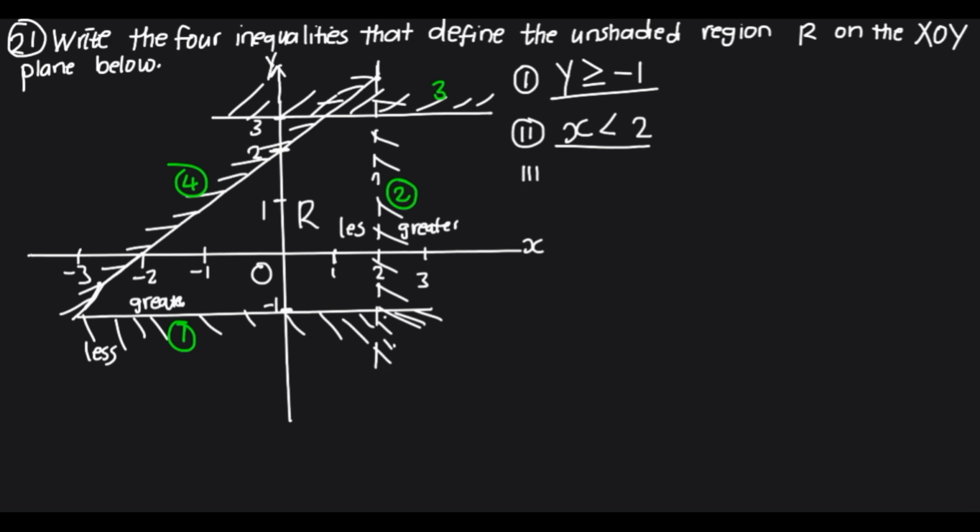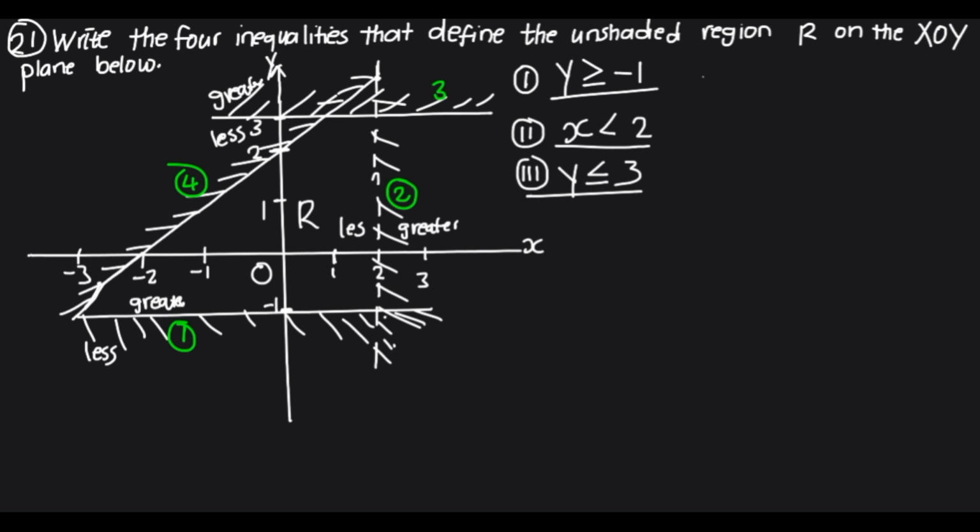Then let's look at the third one. The third one is cutting the y-axis at 3. So 3 here. Then we'll consider the upper is greater, the lower is less. From the diagram, we can see that the shaded is greater. So the wanted region is less, so we use less than or equal to 3.